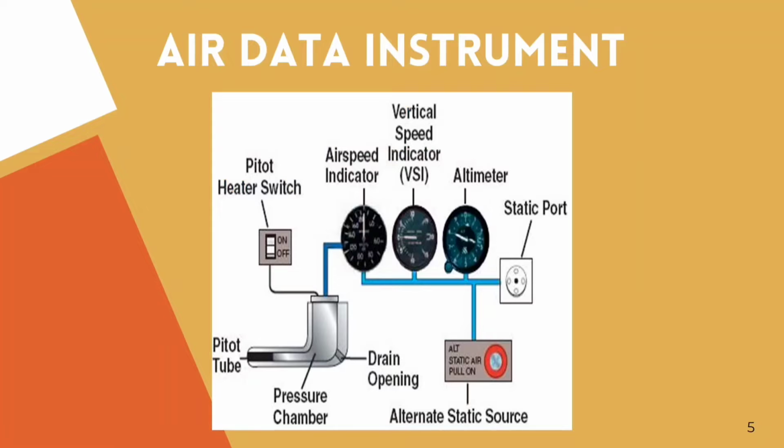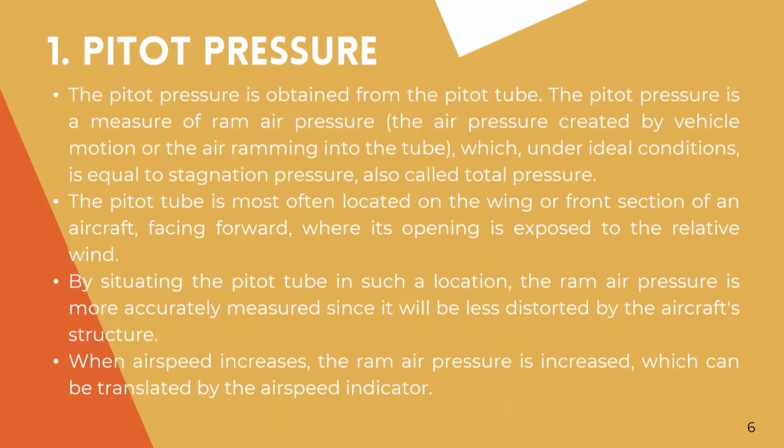Here is a pictorial representation of the air data instrument. The pitot pressure is obtained from the pitot tube. The pitot pressure is a measure of the ram air pressure, that is the air pressure created by the vehicle motion or the air ramming into the tube, which under ideal conditions is equal to the stagnation pressure, also called the total pressure. The pitot tube is most often located on the wing or the front section of the aircraft facing forward, where its opening is exposed to the relative wind.